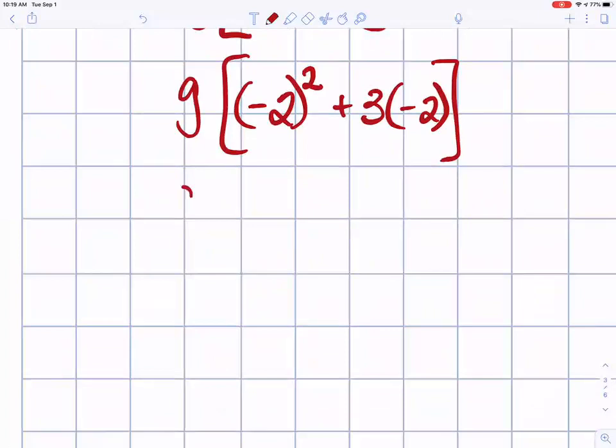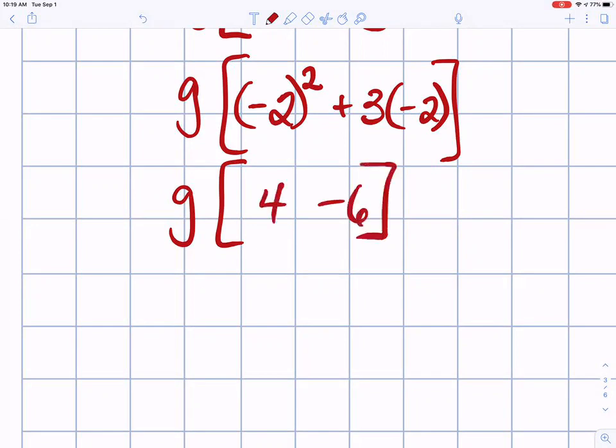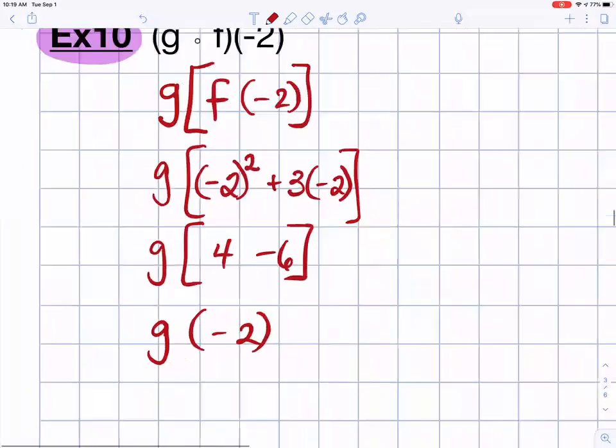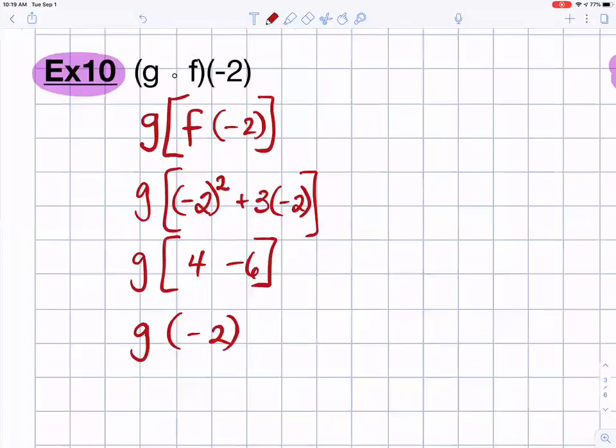I still have a g. I still haven't touched the g, so you can't forget about it. If you clean up what's inside, what's the first term become? 4. What's the second term become? All right, so you've got a 4 minus 6, which is going to be g of -2. Let me just stop right here. Just because I came up with the same number that I started with doesn't mean that always happens. It doesn't. It's rare, in fact. So don't fall for the trap that says this always happens.